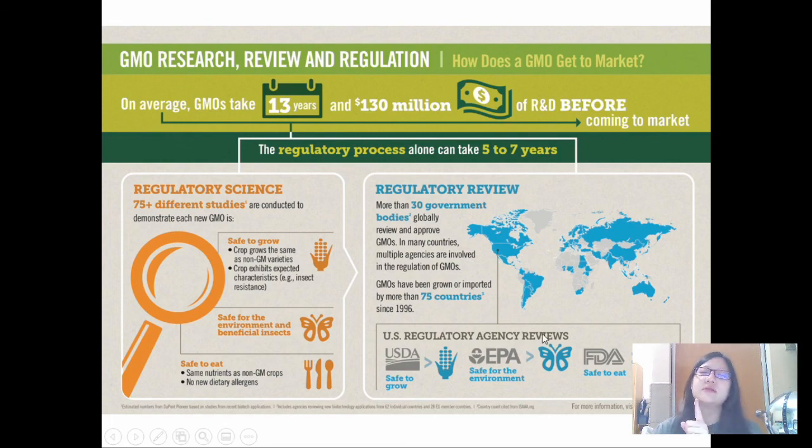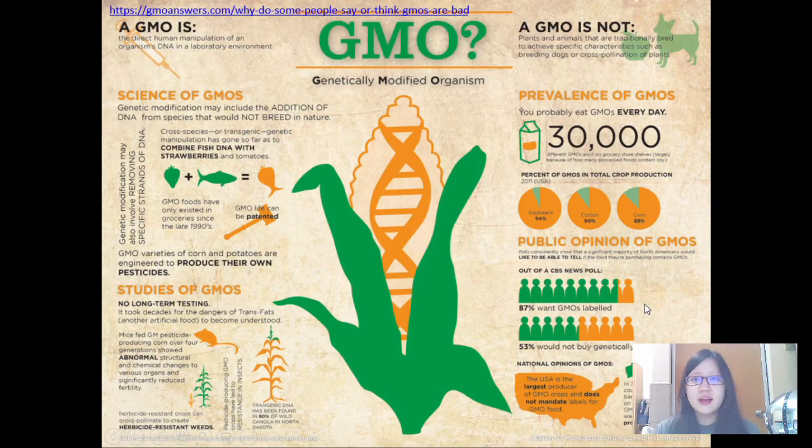But right before that, before you decide against or for GMOs, you gotta understand that GMOs take a very, very long time to get to market. There is a lot of regulatory science, a lot of regulatory government bodies and countries with safety measures, and people who really care about you and what you eat and making sure it's safe for everyone. So there's a lot of research that goes into that. You gotta know your science. But you gotta know why people say or think GMOs are bad too, just to understand both sides of the story.